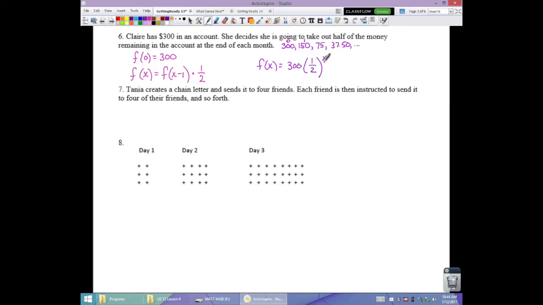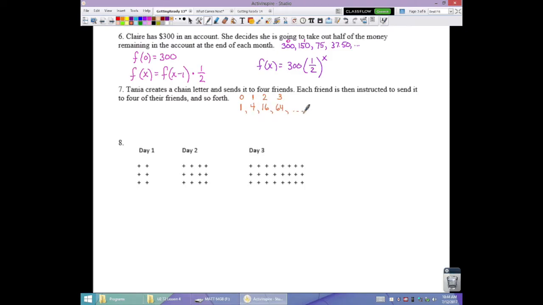Number 7, Tanya creates a chain letter, sends it to 4 friends. Each friend is then instructed to send it to 4 of their friends, and so forth. So again, we kind of have to make our own decision as to what counts as the 0th or first term. I would say that the 0th term should be Tanya. So she has the letter. That's only one person with the letter. The first passing on of the chain letter gets it to 4 friends. The second time it's passed on, each of them send it to 4 friends, so that would be 16. The third time it's passed on, 64, and so on and so forth.